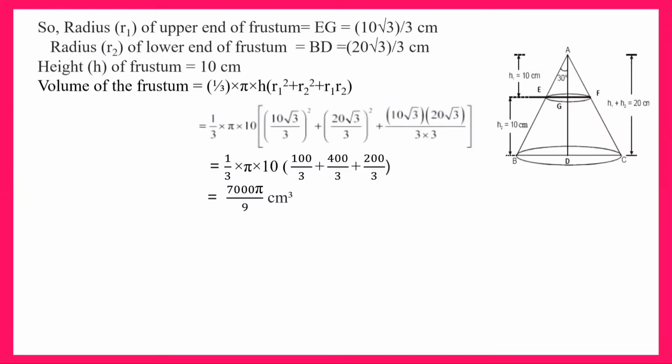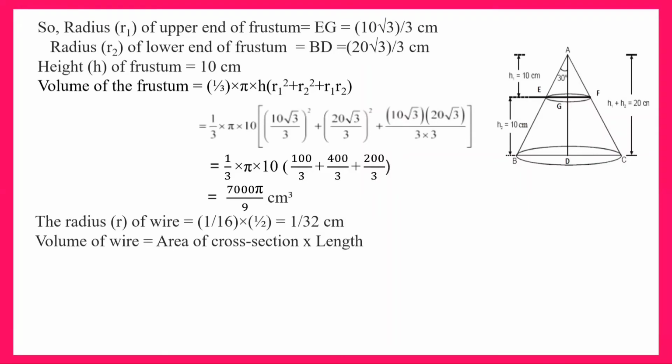Now let us find out the volume of the wire and then we'll equate both the volumes. For the wire, it is given that the diameter is 1 upon 16. So the radius comes out to be half of that, that is 1 upon 32 centimeters. If the radius is 1 upon 32, I need to find out the volume. The volume of the wire will be equal to area of cross section multiplied by its length. That is equal to pi into r square multiplied by the length. That is pi into 1 upon 32 whole square into length. So this volume of the wire will be equal to the volume of the frustum.